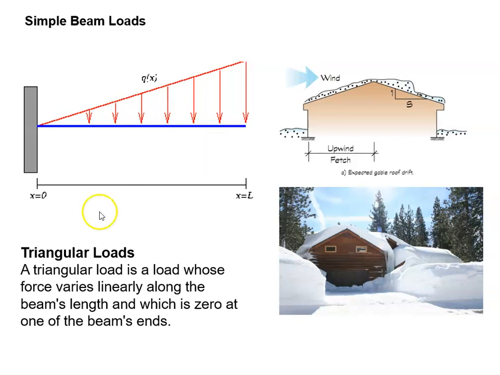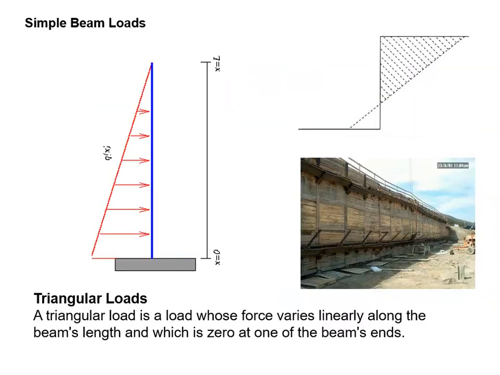Triangular loads. Okay, so a triangular load is a load where the force varies linearly along the beam's length, 0 at one end and a max at the other. So here's our cantilevered beam, and then we're 0 back here where it ties into the wall, and then our maximum load is here at the edge. And then snow again, we see a snowdrift making a situation like that. All right, so it's going from very small, and then the drift is created, and it's taller there.